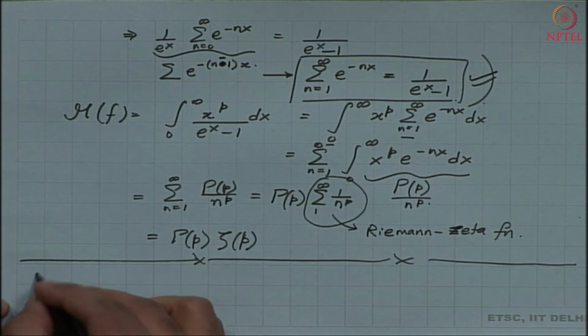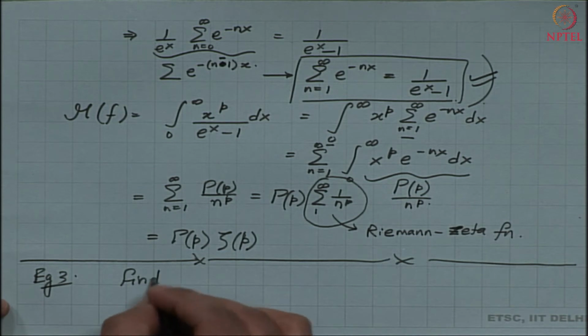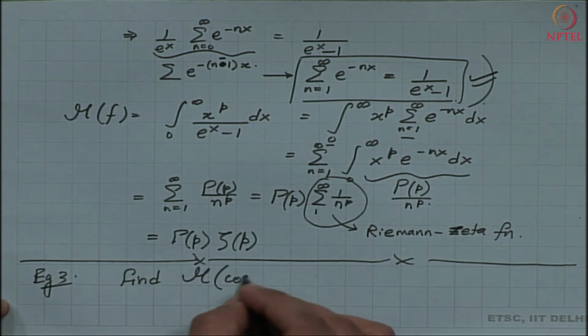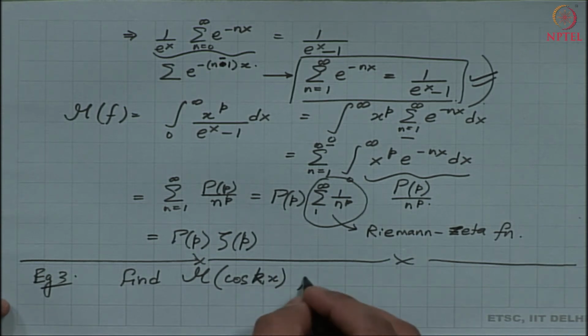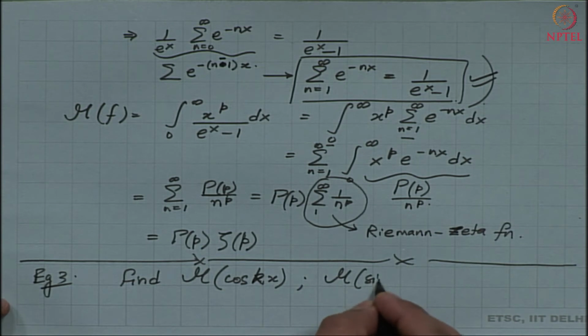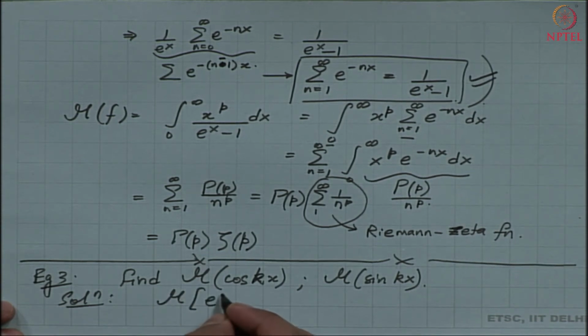So, then another example asks to find the Mellin transform of the following trigonometric functions. So, find the Mellin transform of, let us say, cos kx, or the Mellin transform of sin kx. Instead of finding the Mellin transform of these directly, let me just find the Mellin transform of the corresponding Euler expression.